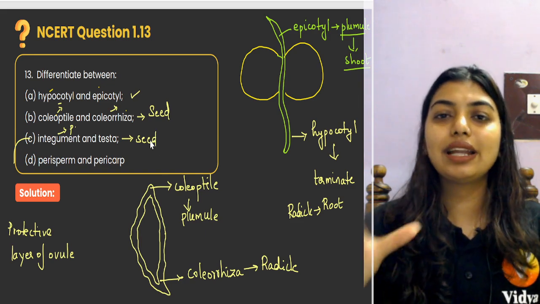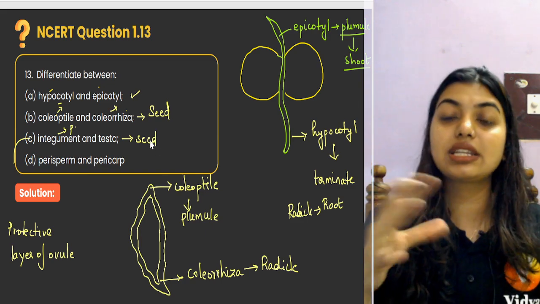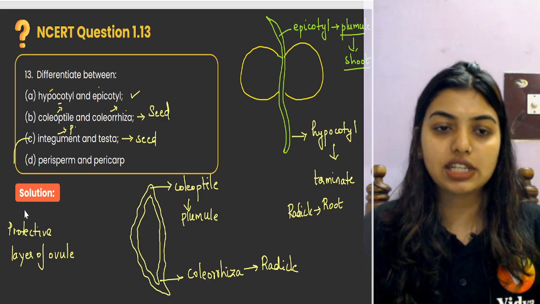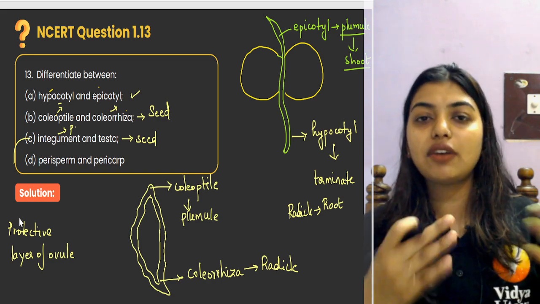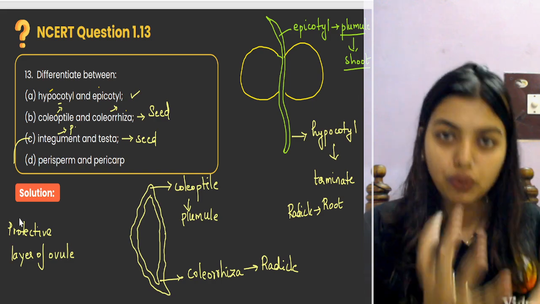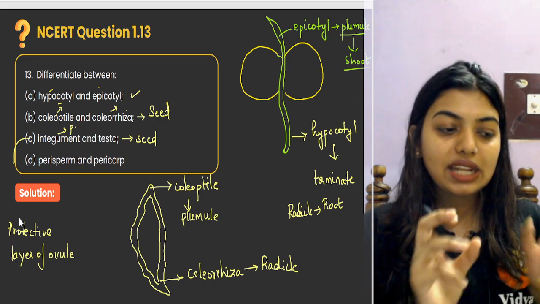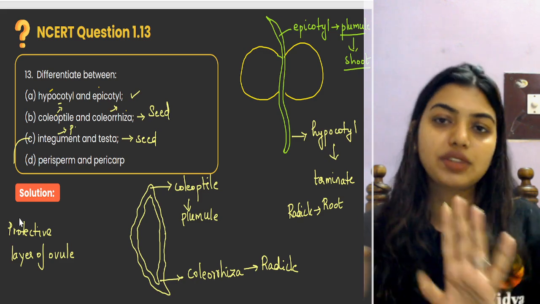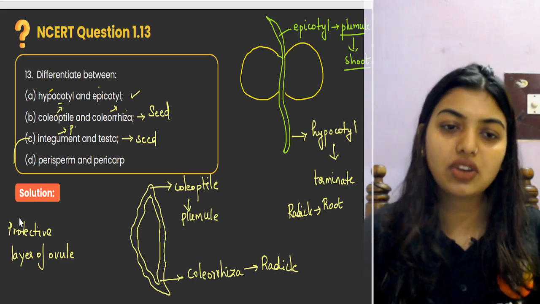Okay, testa and tegmen is made. Testa is the outer covering, tegmen is the inner covering. This is to protect the seed. So, integuments is a protective covering or a protective layer of your ovules to protect the ovules, and where the integuments are absent is called as micropyle. Testa is the protective covering of the seed. That's all is the difference.